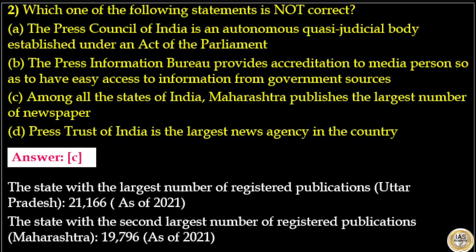Because Uttar Pradesh is the state with the largest number of registered publications. As of 2021, registered publications are 21,166. The state with the second largest number of registered publications is Maharashtra. So the answer to this question is option C.